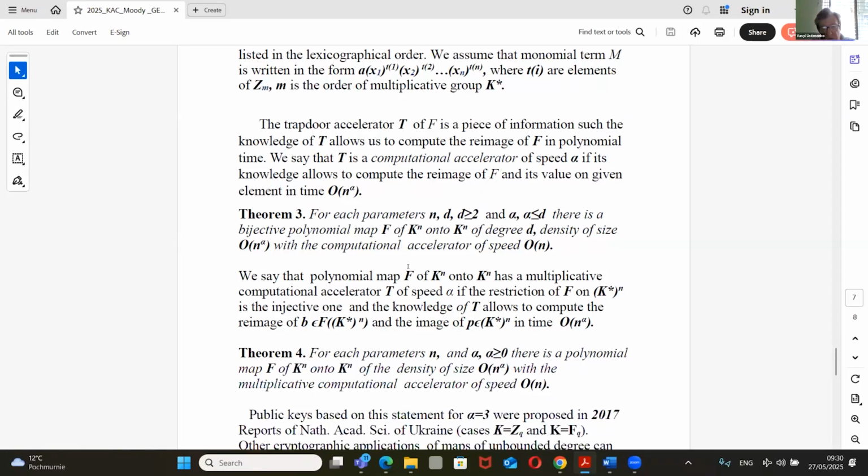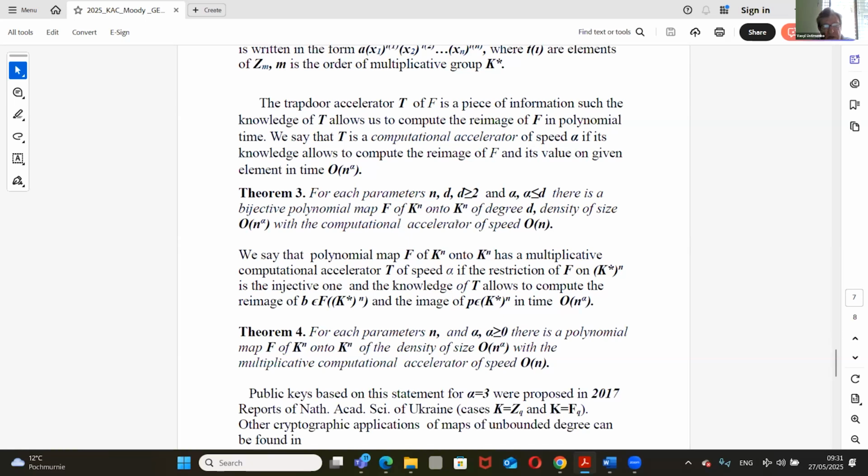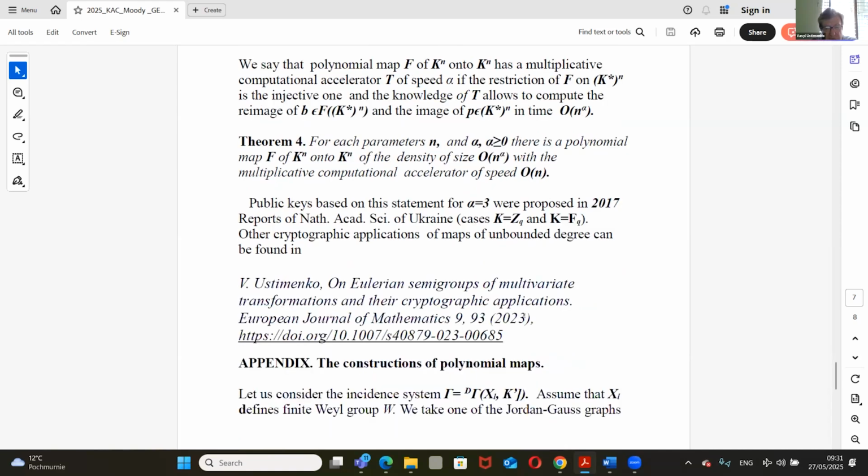And the next theorem, about this trapdoor accelerator, theorem 3, allows us to construct public keys. So we have two users. One user has only the public rule, the map F given by the standard form of the F_i, but another one has F together with this magic trapdoor accelerator. So one person can only encrypt, using F on the tuple of data, but another can decrypt. So those are some of my publications in the European Journal of Mathematics here.